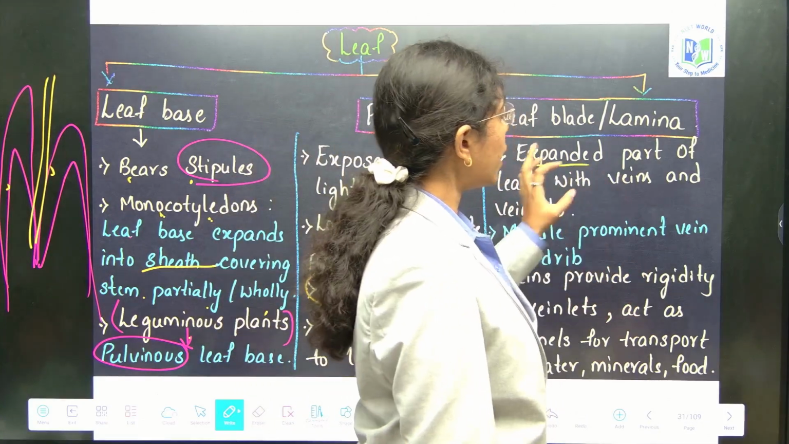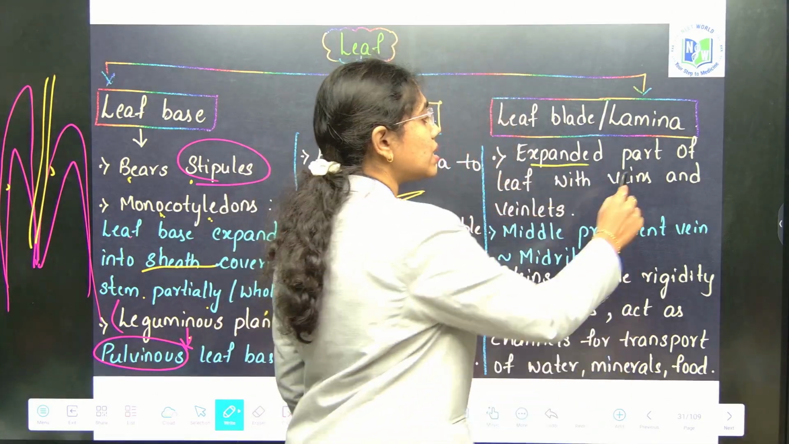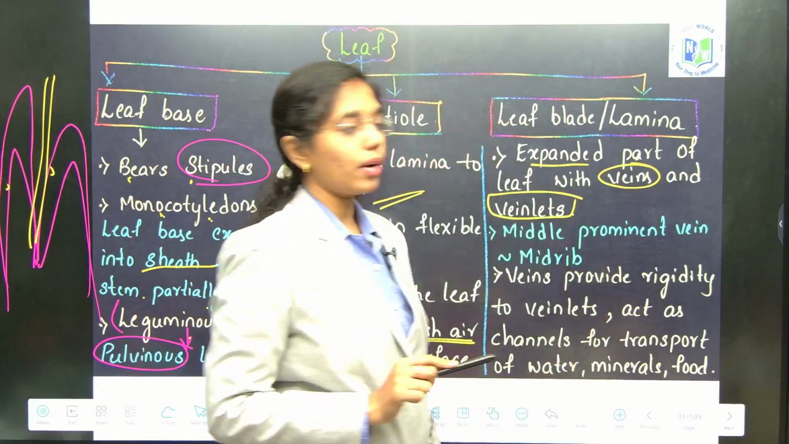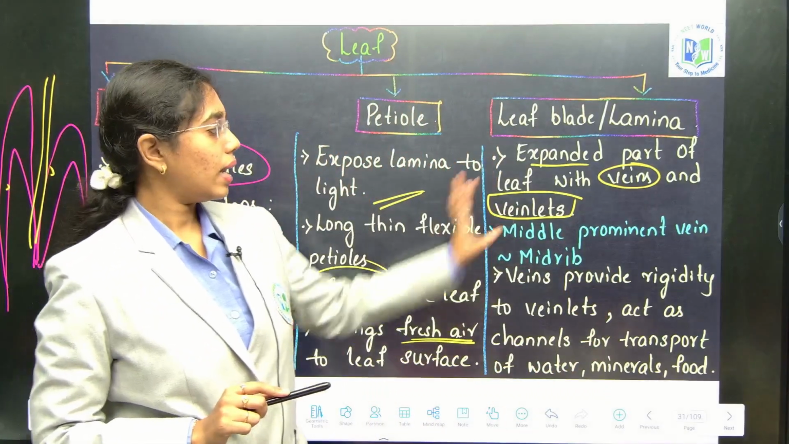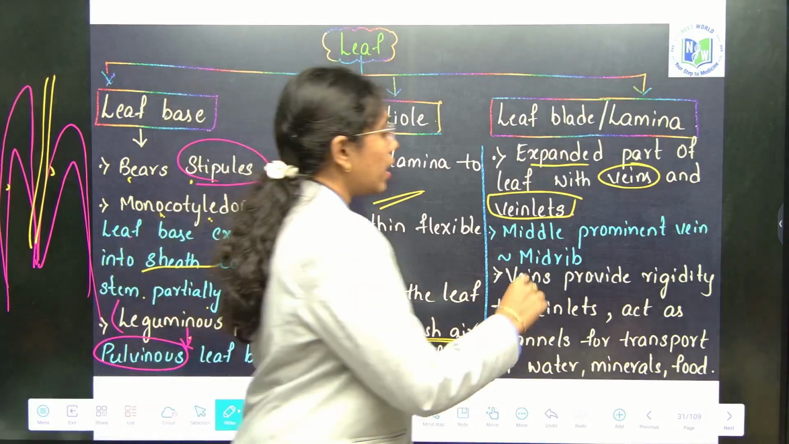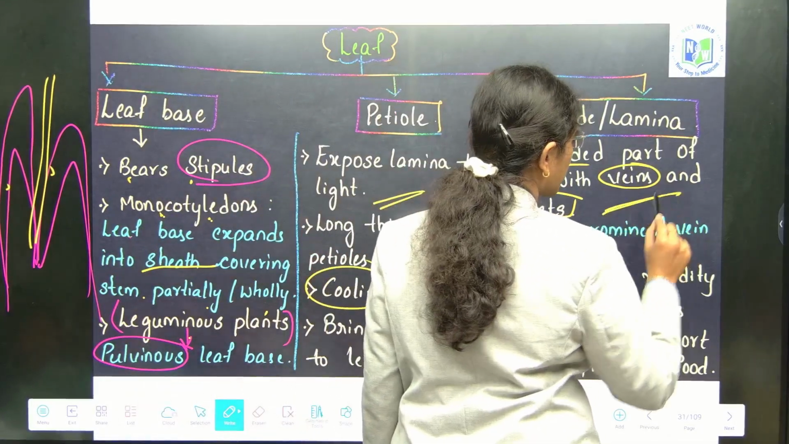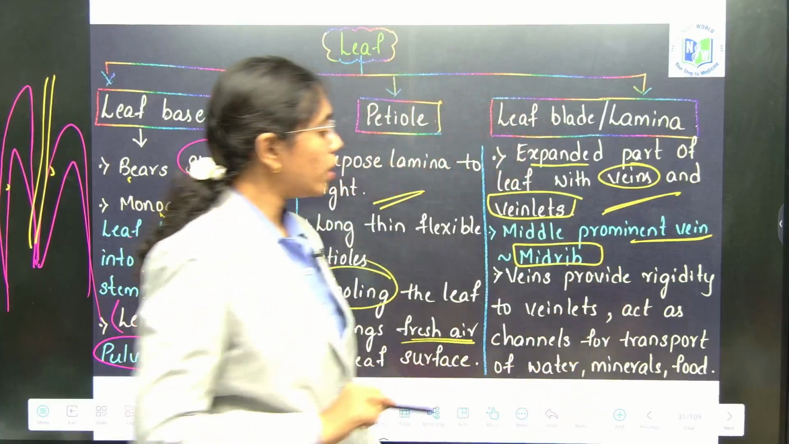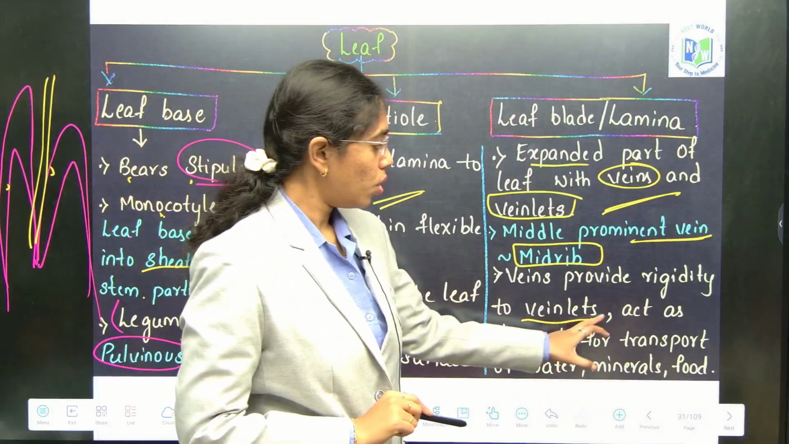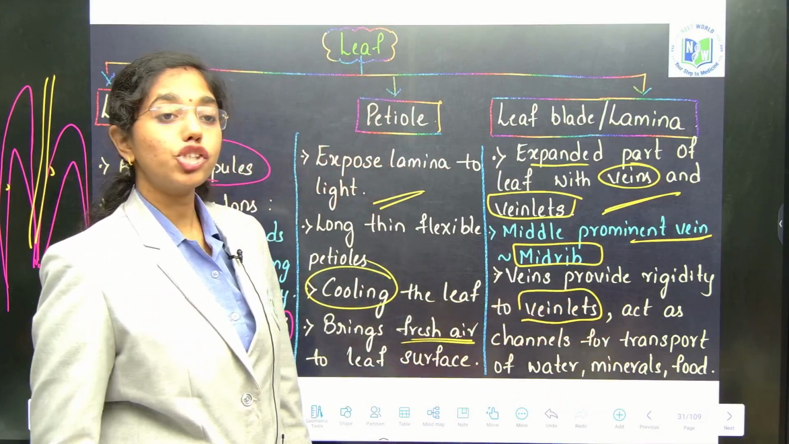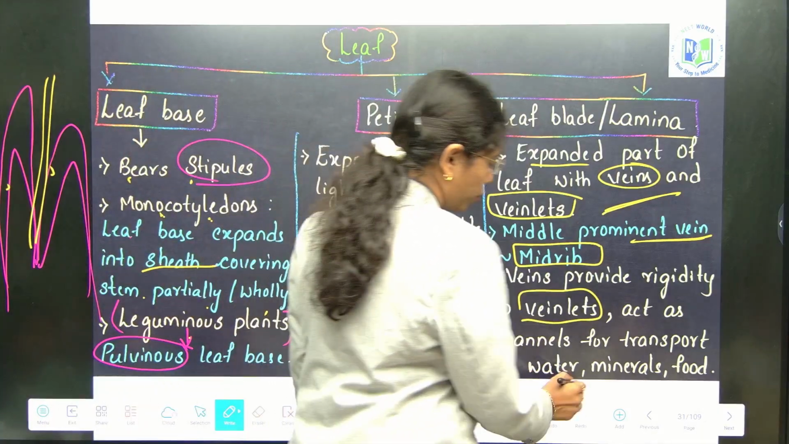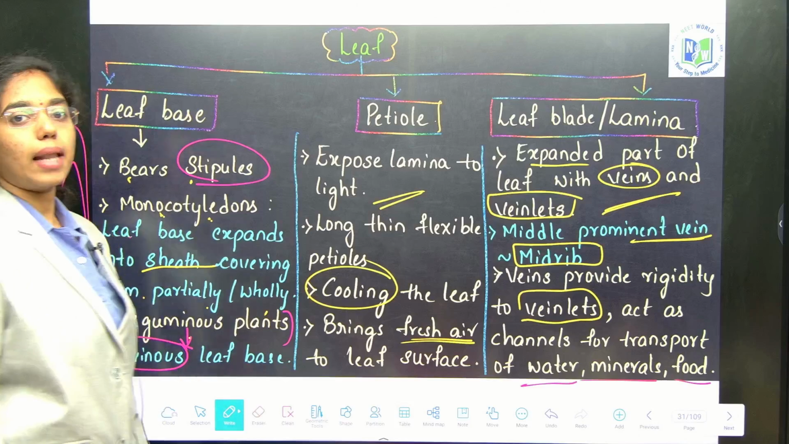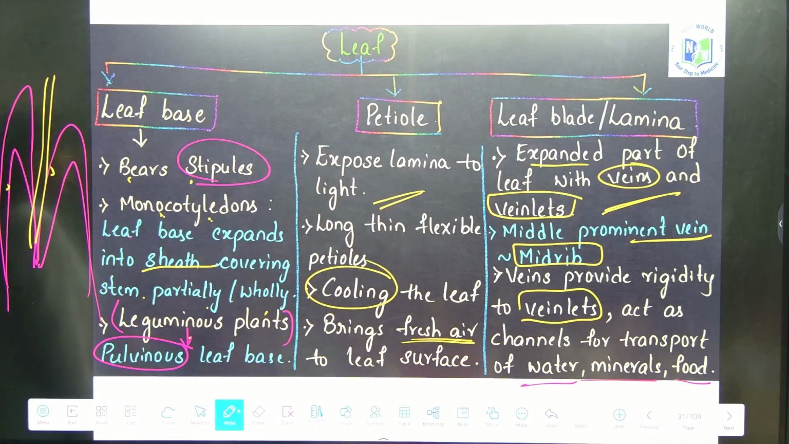Third is leaf blade or lamina. This is the expanded part of the leaf with veins and veinlets. The expanded part of the leaf with veins and veinlets is what? Lamina or leaf blade. Here the middle prominent vein is what? Middle prominent vein is midrib. Veins will provide rigidity to the veinlets and they act as channels for transport of water, minerals and food.